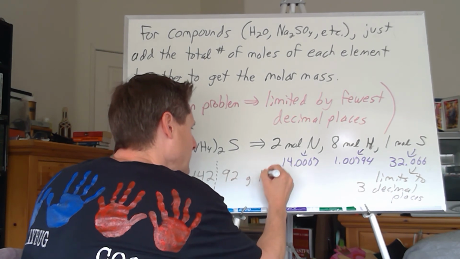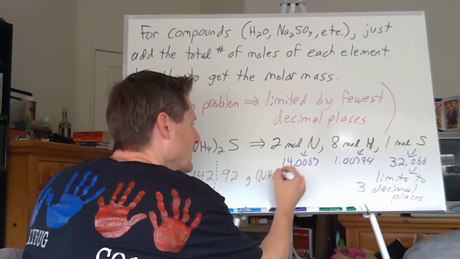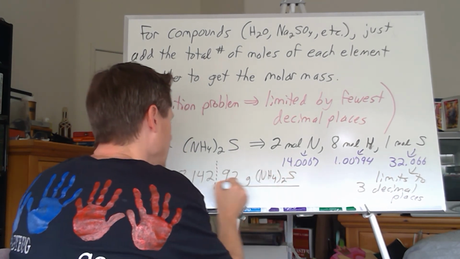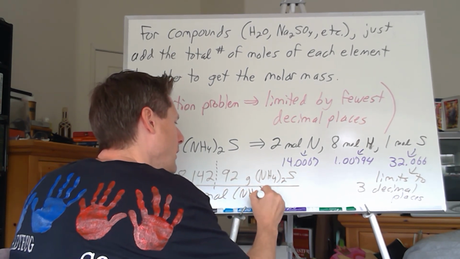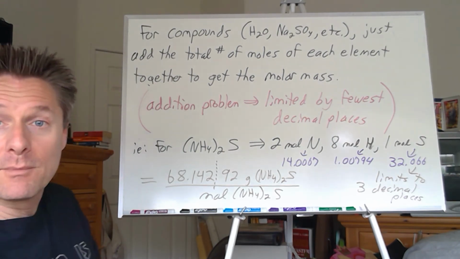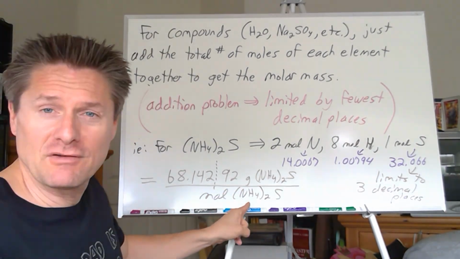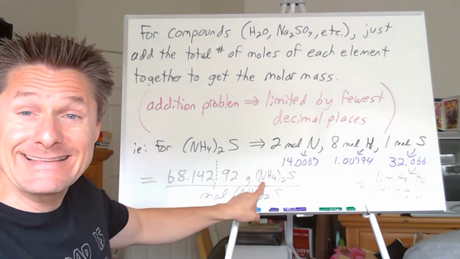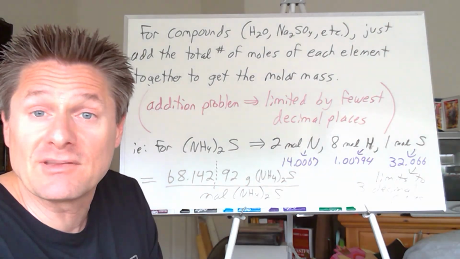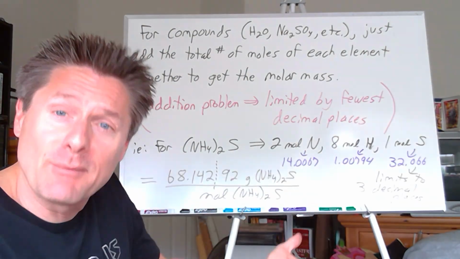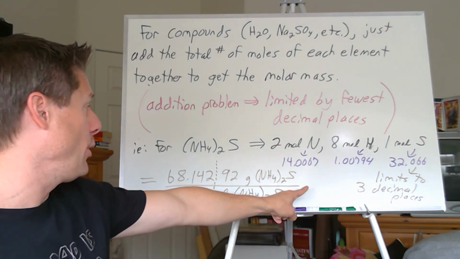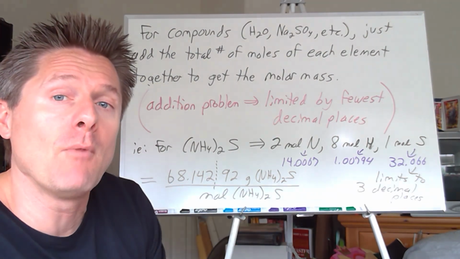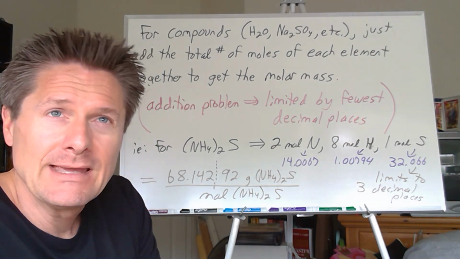68.14292 grams of ammonium sulfide per mole of ammonium sulfide. That's a conversion factor between grams of any substance and moles of any substance. It's molar mass, so we're just not doing elements now, we're doing more complicated compounds. Now that would round to 68.143 grams per mole of ammonium sulfide.